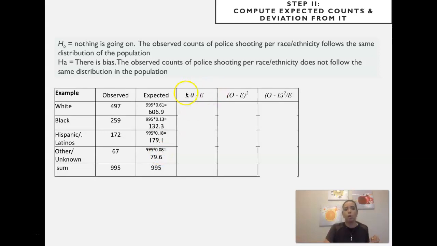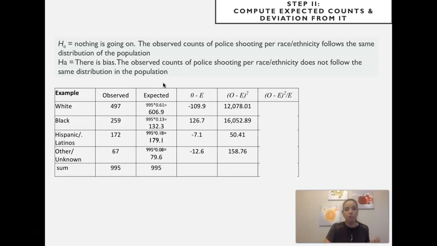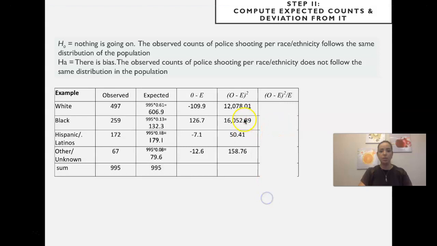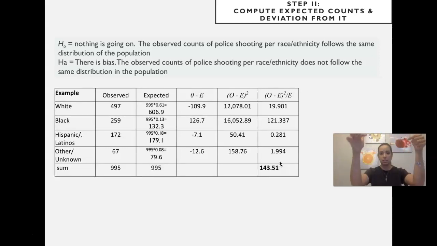All right, then we compute the deviation of observed from expected for all of them. Then we compute the squares of these deviations to make everything positive. And finally, we take every one of these squared deviations and we divide by the expected to get those values. Then we sum all of those squared deviations divided by the expected count, and we get the chi-square statistic, which is kind of the overall squared deviations in proportion to the expected.